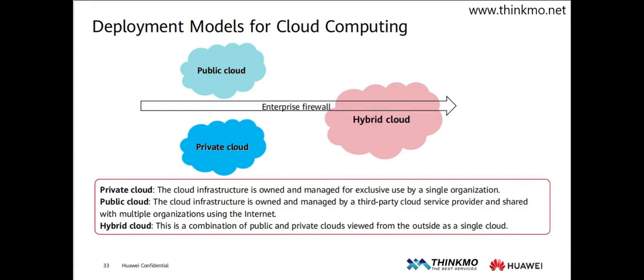Regardless of the service model, we ultimately need to deploy it into an actual environment, right? As for the deployment environment, we first divide it into 3 types. They are public cloud, private cloud, and hybrid cloud. Let's first take a look at them one by one. First, let's look at the public cloud.